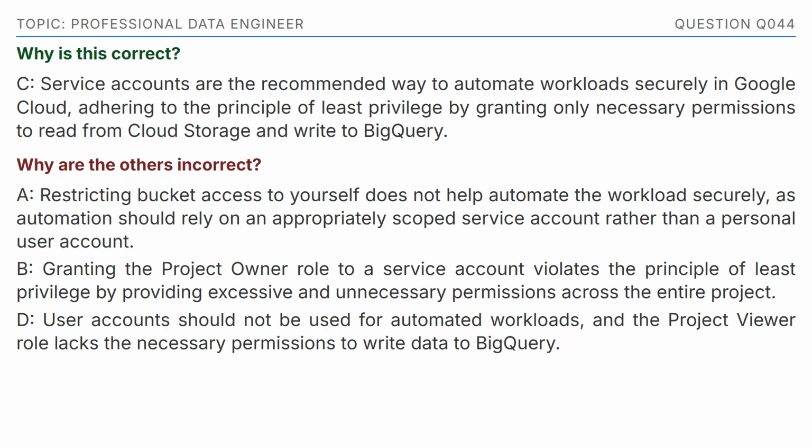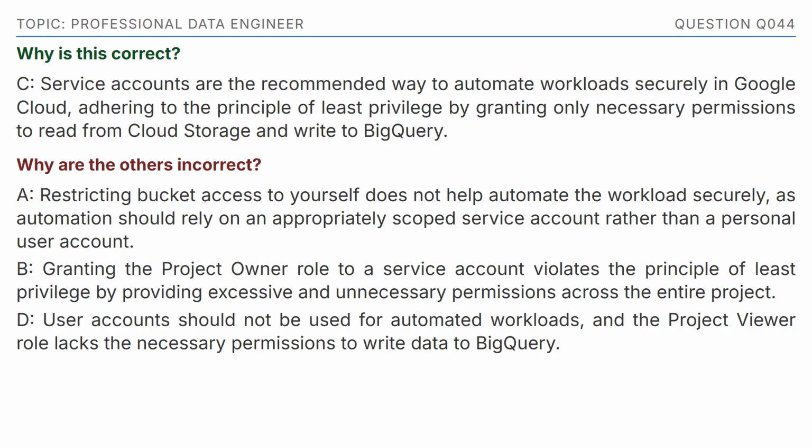C. Service accounts are the recommended way to automate workloads securely in Google Cloud, adhering to the principle of least privilege by granting only necessary permissions to read from Cloud Storage and write to BigQuery. Why are the others incorrect? A. Restricting bucket access to yourself does not help automate the workload securely, as automation should rely on an appropriately scoped service account rather than a personal user account.